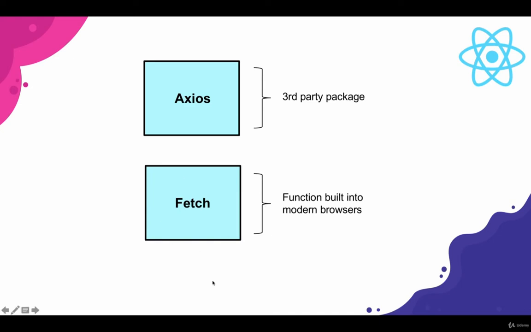Now, the other option is the fetch function. Unlike Axios, this is not a separate package. It is a singular function that is built into almost all modern browsers. So with fetch, we don't have to install any third-party packages, which means that our final application size, or the amount of code that we have to send down to a user's browser, is going to be slightly smaller, making use of fetch over Axios.